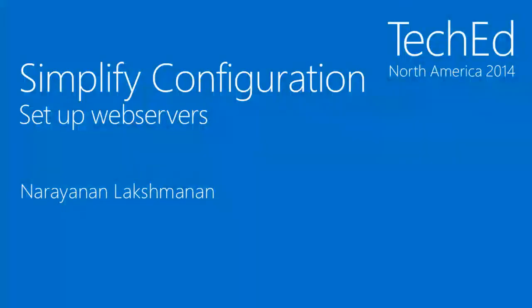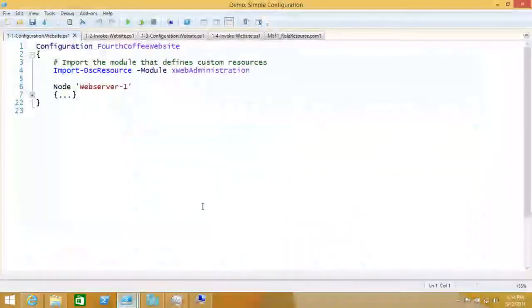So let us look at a demo, right? Let's start with your best buddies, developers. So let's say a dev asks for a VM, and in the VM you want a web application deployed, and you want to hand it over to the dev. So we start defining the configuration in DSC.